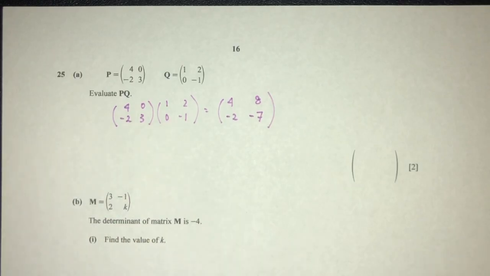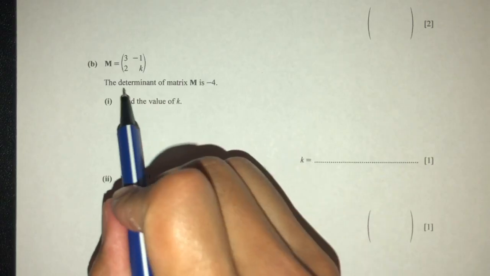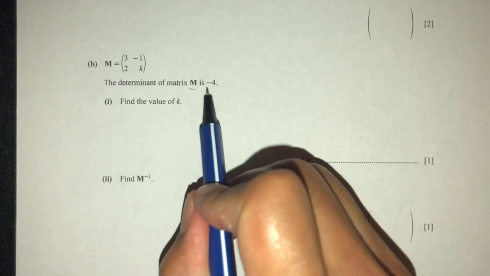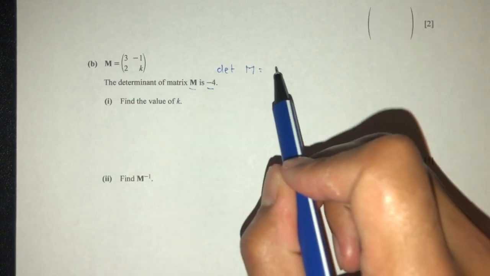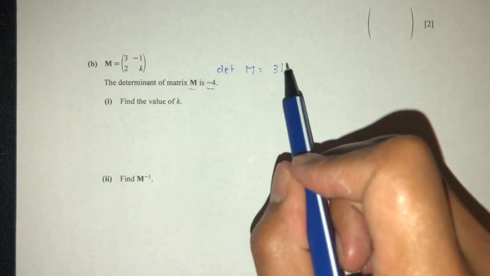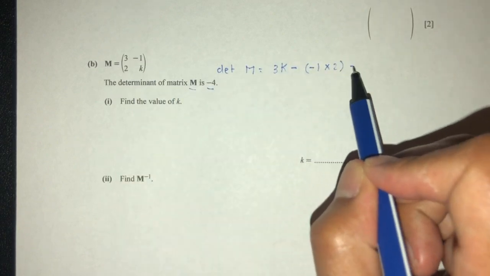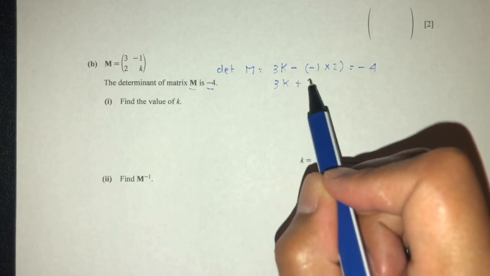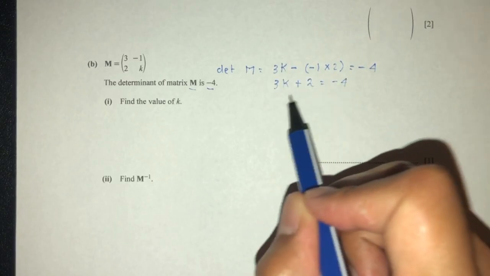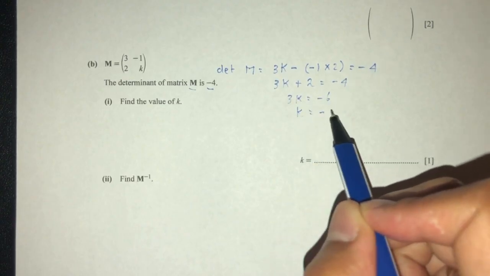That will be PQ. Now for part B, we have M is equal to this. The determinant of M is minus 4, so pretty easy. How do you find the determinant? Pretty easy, that is 3 times K, minus minus 1 times minus 2, which has to give you the value of the determinant. 3K plus 2 has to be minus 4, so 3K is minus 6, so K has to be the value of minus 2.